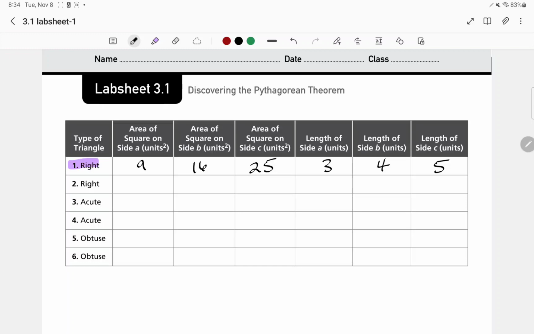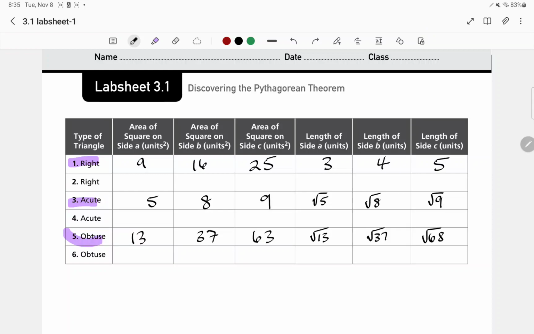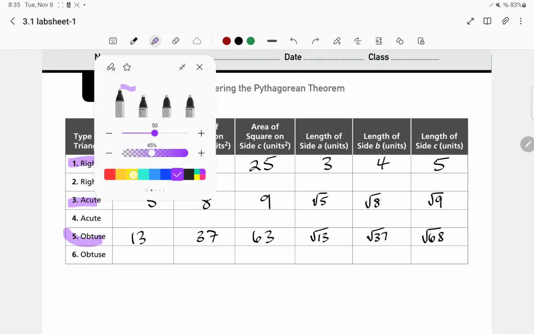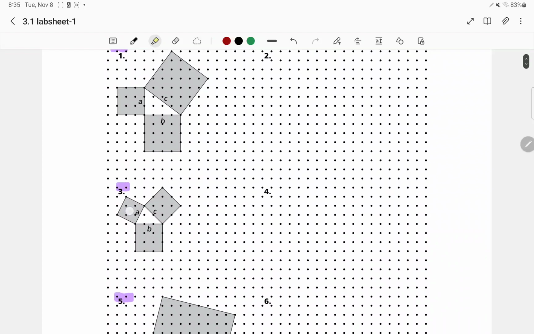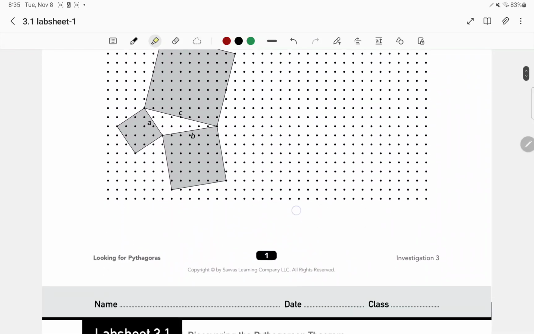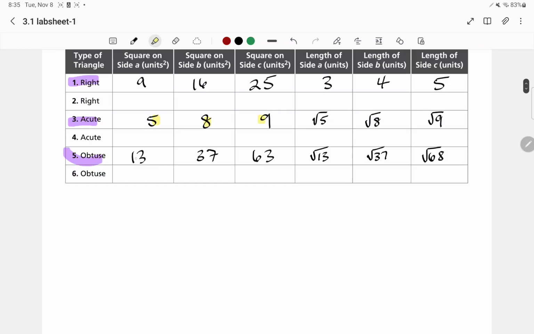Then we find the square roots of those for the side lengths like we've been doing, and you get 3, 4, and 5. Now let's do that for the next one. So for the next two, you should have the following areas. So the 5, 8, 9 are for these sides. So 5, 8, and 9. And then for the last one, the obtuse, 13, 37, and 63. And then the side lengths are the square roots of those.